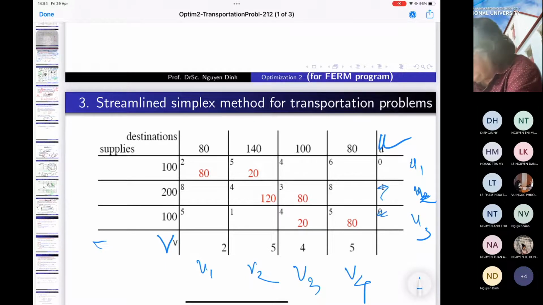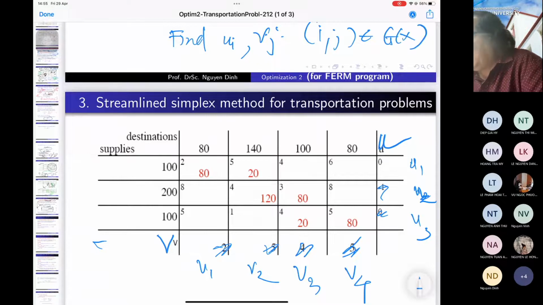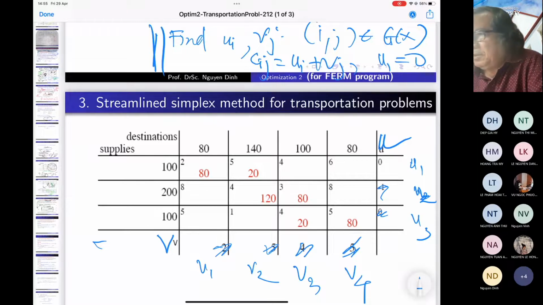Suppose that you don't have anything here. Is that okay? And now we find out V1, V2, V3, V4, U1, U2, U3, U4. But remember the formula. The formula to find out Ui and Vj is as follows: with ij belonging to Gx, Cij equals Ui plus Vj. And then U1 is 0.